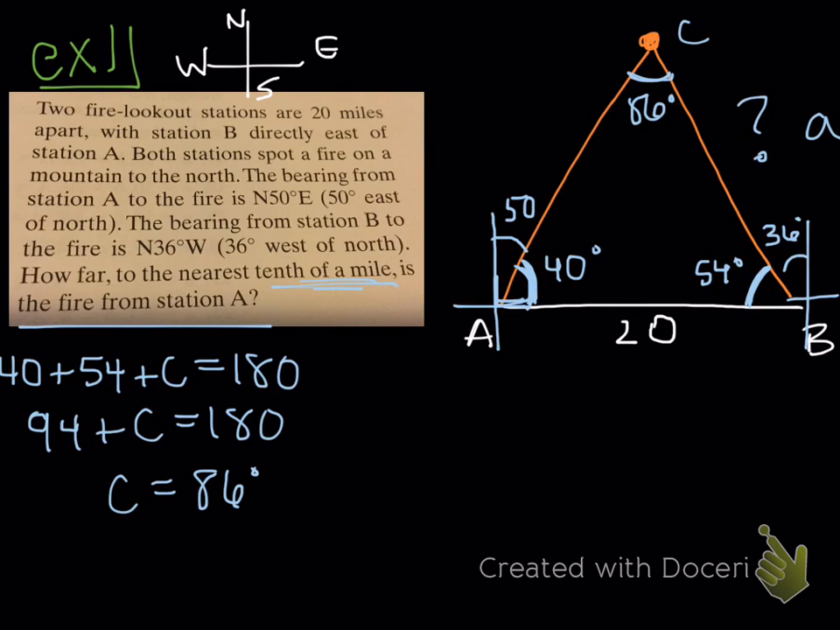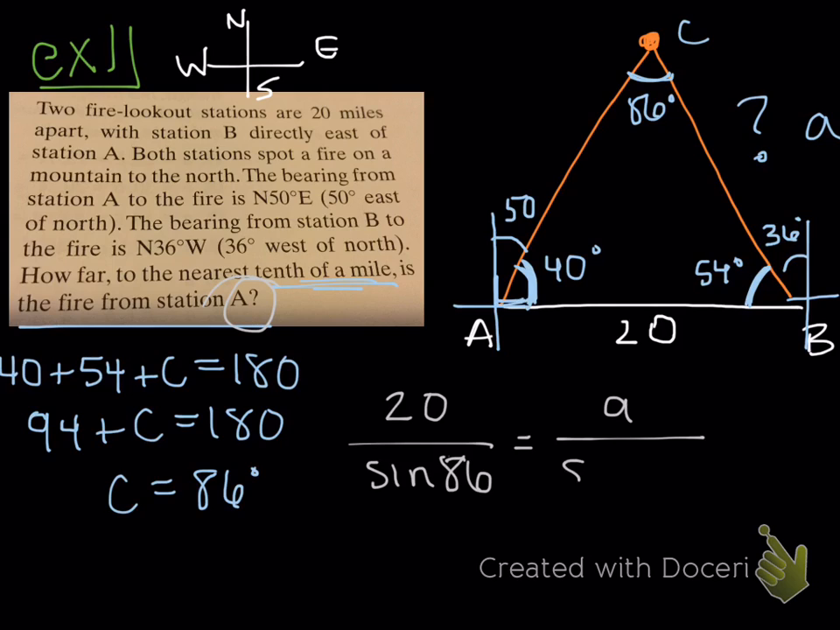Notice I have a pair, so I have my side and angle. So 20 over sine of 86 equals, and I don't need to find both sides because the question is clearly asking for Station A, and that's all I'm concerned about. So my a is what I don't know, but the corresponding angle for Station A is 40 degrees.